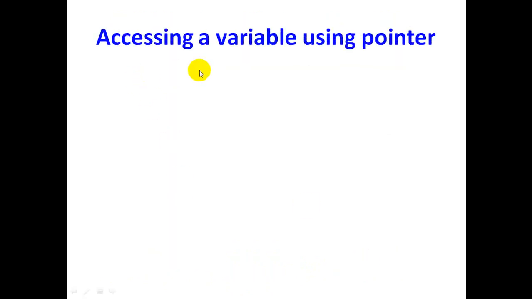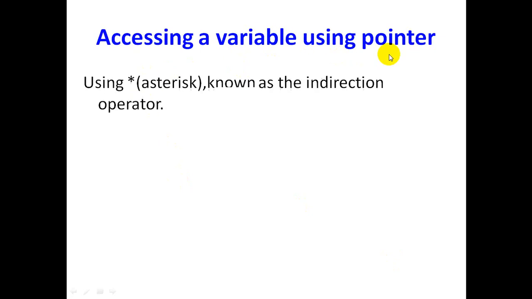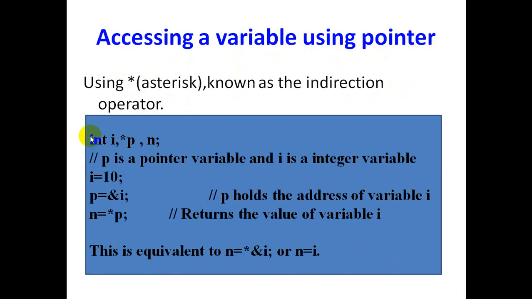Next is accessing a variable using a pointer. So using the asterisk symbol we are going to access a variable, and this asterisk symbol is called the indirection operator or dereferencing operator. Now we will see one example. Here I have taken three variables, i and n are integer type variables and here star p, that is asterisk p, is the pointer variable. Okay, and here the value of i is 10. Next p is equal to ampersand i, which means the address of i is stored in p.